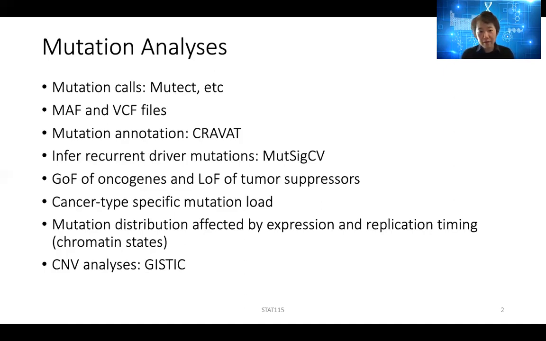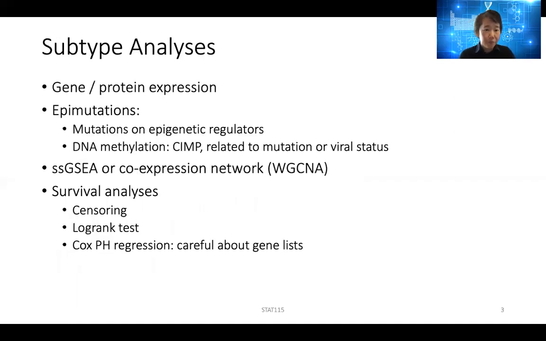which can also give us information of whether some gene is an oncogene or tumor suppressor gene. And then we talk about subtype analysis. This is mostly currently only done cancer type by cancer type. Say within breast cancer, what are the subtypes? Within lung cancer, what are the subtypes?